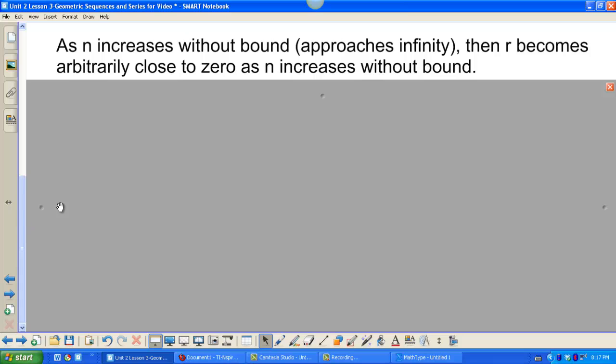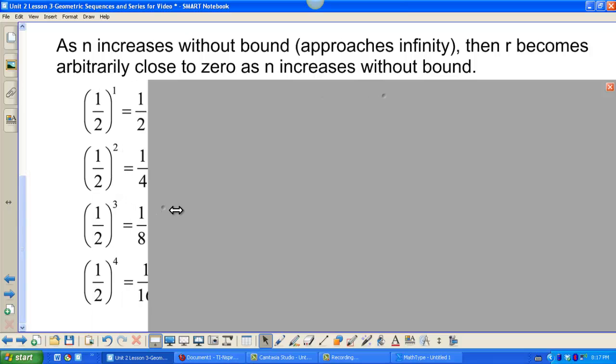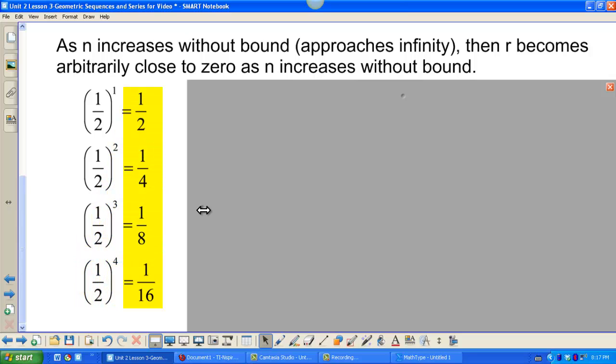Let's look at a concrete example. Let's look at the base 1/2. 1/2 is a ratio where its absolute value is less than 1. When you take 1/2 to the first power, I get 1/2. When you take 1/2 to the second power, it's 1/4. If you look at 1/2 to the third, it's 1/8. 1/2 to the fourth, it's 1/16. Your outputs, 1/2, 1/4, 1/8, 1/16, are getting closer to 0 as your power increases without bound.